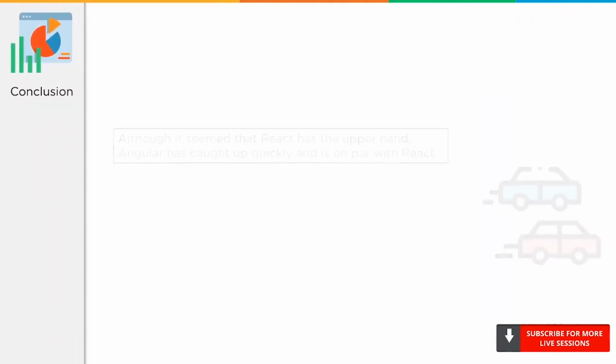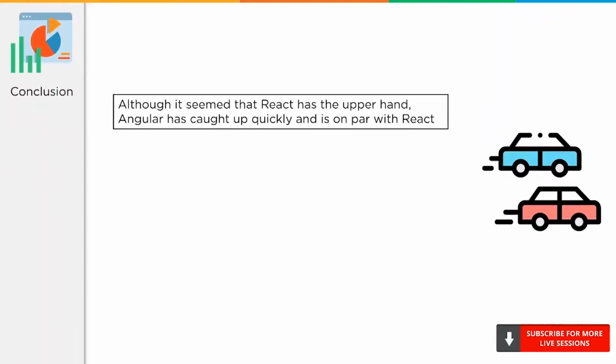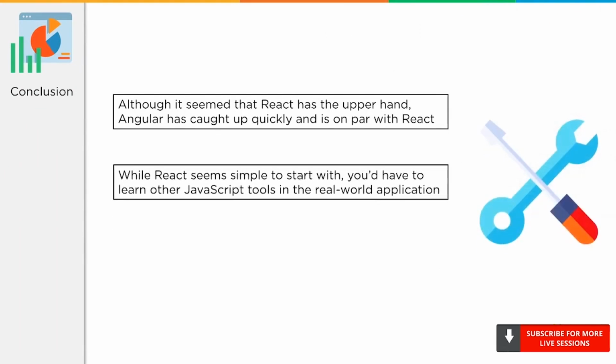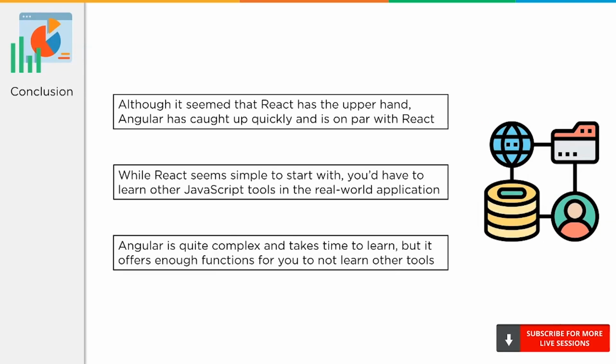So in conclusion, Angular is a full-fledged mobile and web development framework. React is a library only for UI development, which can be turned into a full-fledged solution with the help of additional libraries. React seems simpler at first sight, and it takes lesser time to start working on a React project.